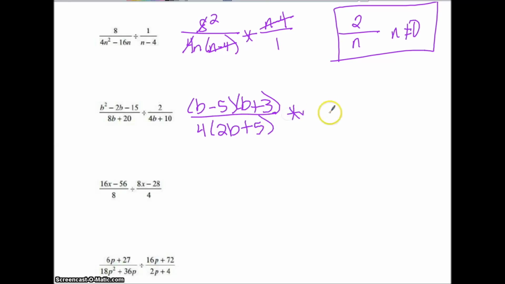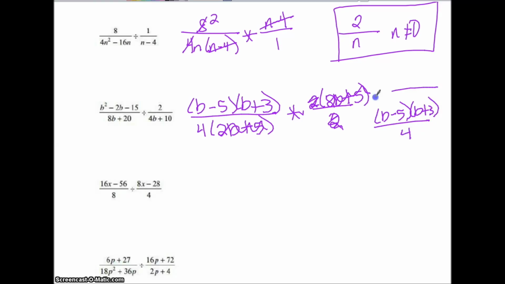Change to multiplication. 4b plus 10 comes up, they both divide by 2, leaves you 2b plus 5, and you have a 2 on the bottom. So your 2b plus 5 will cancel, your 2 will cancel, and it leaves you b minus 5 and b plus 3 on top, all over 4 on the bottom. It's a constant in the bottom, so you do not have an exclude.